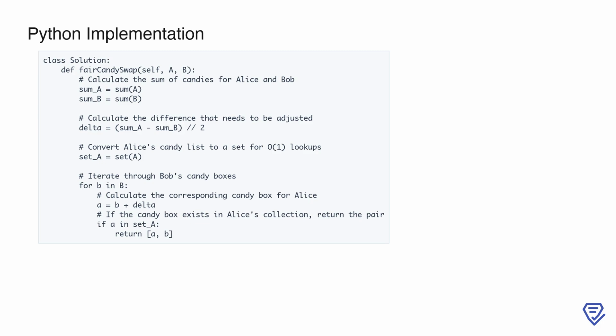3. Optimize lookups for Alice's candies. Alice's candy collection is converted into a set, set_a. This is done to enable O(1) time complexity for checking if a specific candy box exists in her collection.